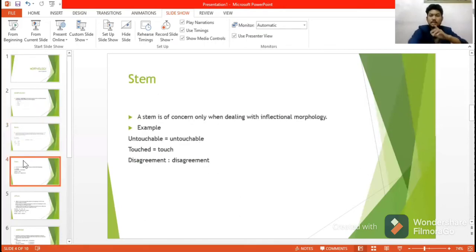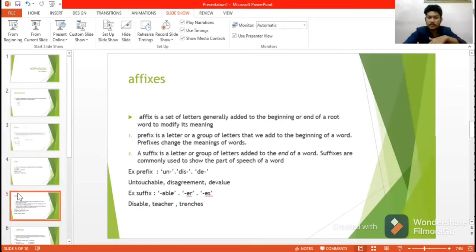Next is stem. Stem is of concern only when dealing with inflectional morphology. Example, untouchable, the stem is untouchable. Touched, the stem is touch. Disagreement, the stem is disagreement. Okay, that is stem. And next is affixes.